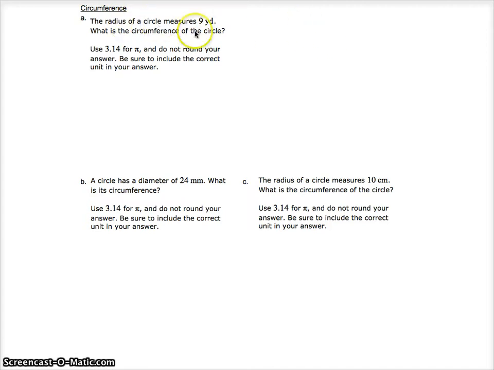So it says the radius. So radius, remember, is the distance from the center. So we have r, and that's 9. Also remember that circumference has two different formulas. It has 2 pi r, 2 times pi times the radius.